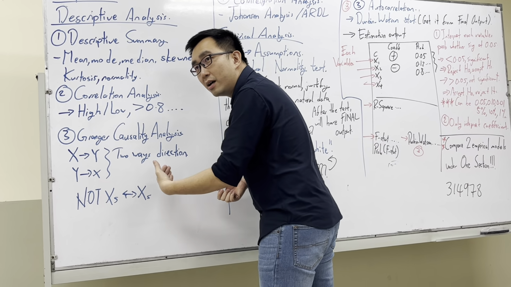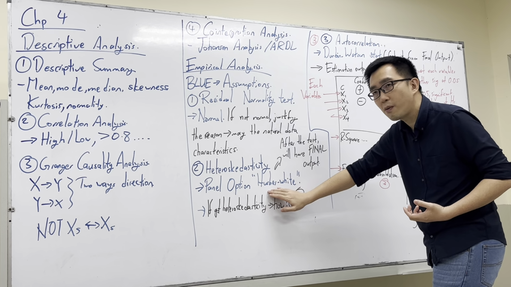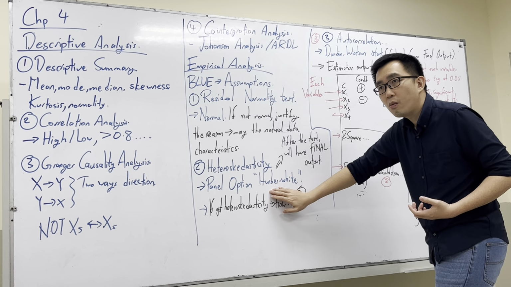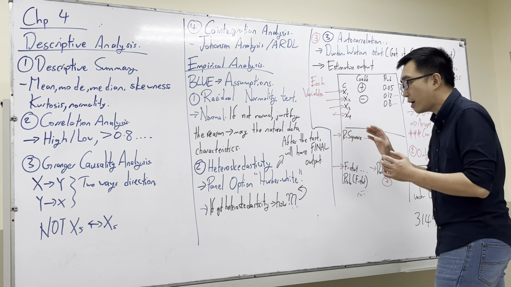Next we have to run the heteroscedasticity test. If we get heteroscedasticity, how? We have to run the panel option Huber-White to solve the problem, correct or not? Once we run the Huber-White, it will pop up this estimation output. This is our final EViews output. Have you run it? Yes, this is your estimation output, the final one after the Huber-White.